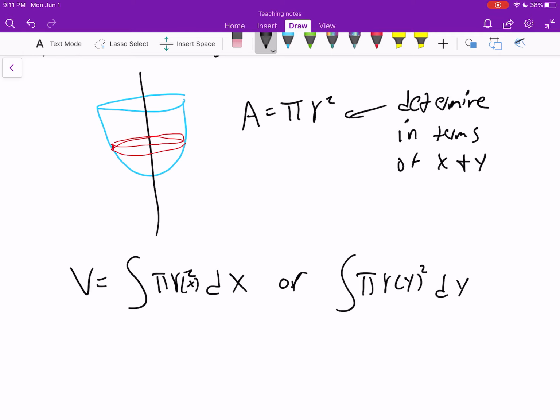Again, that's going to be that x minus 1 or y minus 1. Might just be x, might just be y. It just depends on your problem. You have to draw it out.